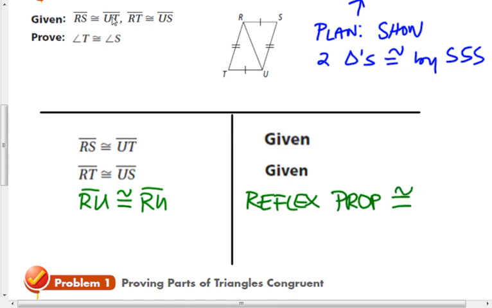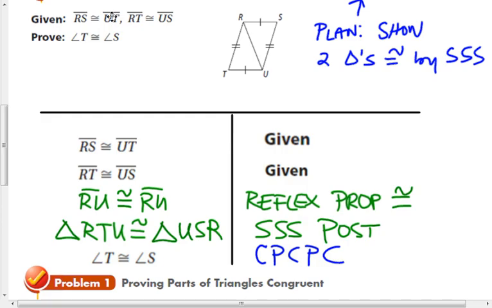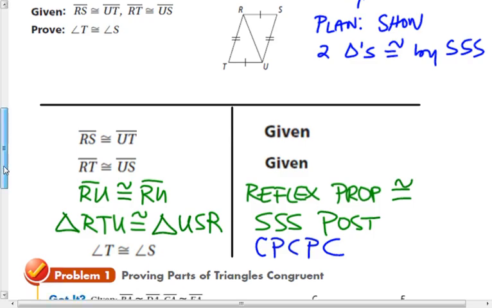And now we have three sides, so we can say that triangle RTU is congruent to triangle USR, and that's by side postulates. And then our last step is just to say that angle T is congruent to angle S, and that is by our corresponding parts of congruent polygons are congruent. All right, I'll let you try that.